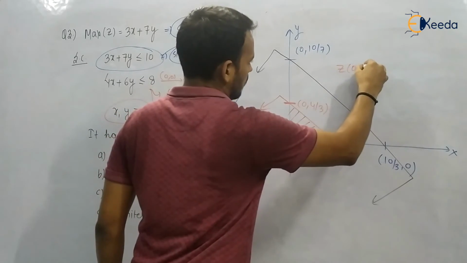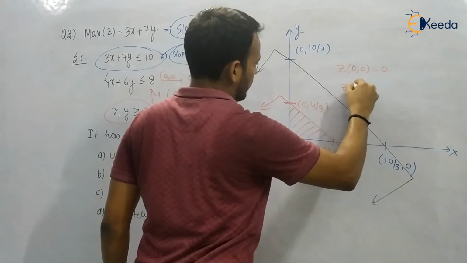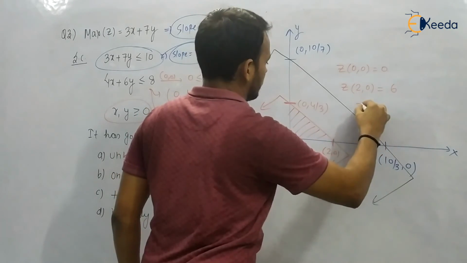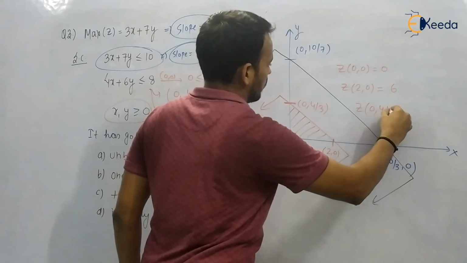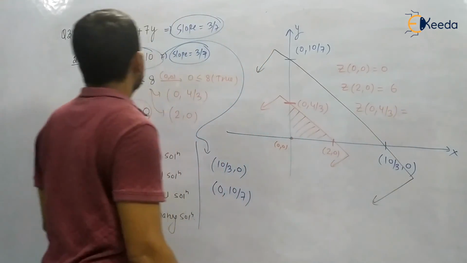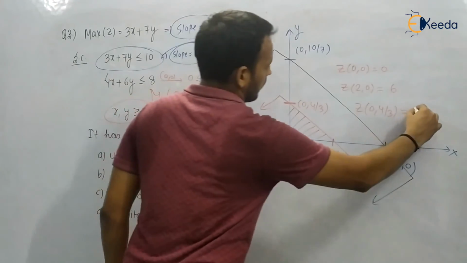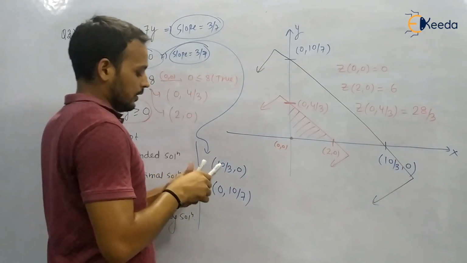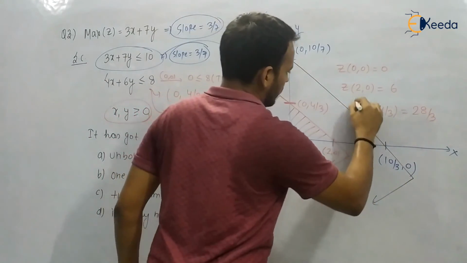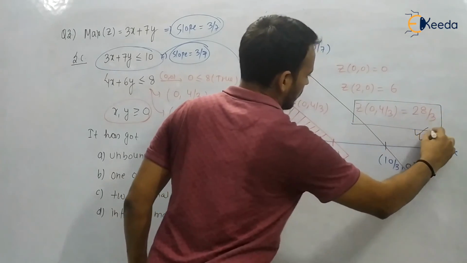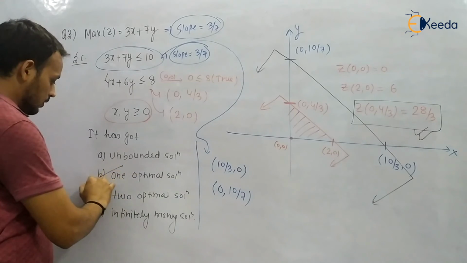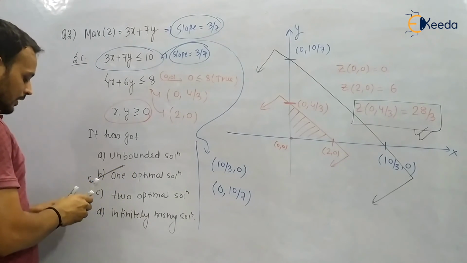Check the value of Z. At 0, 0 you get 0, at 2, 0 you get 6, and at 0, 4/3 you get 28/3, and it is of maximization type. So your answer is this one, but it is not a multiple solution, it is a single optimal solution.